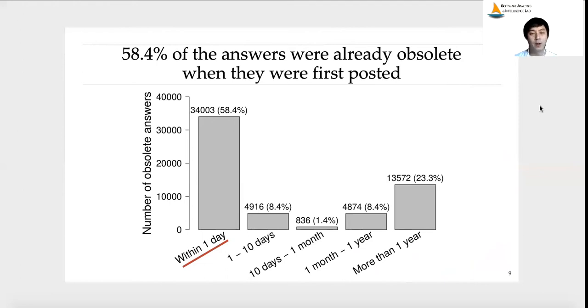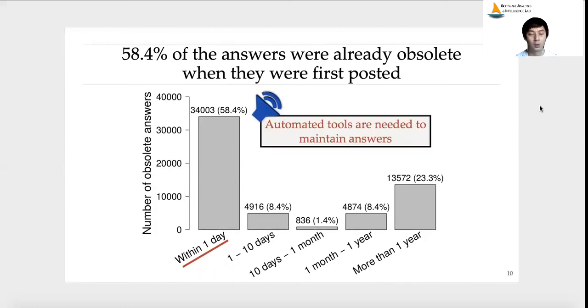First, we found that when people post answers on Stack Overflow, more than half of these answers were already obsolete when they were first posted. Therefore, automated tools are needed to maintain these obsolete answers.